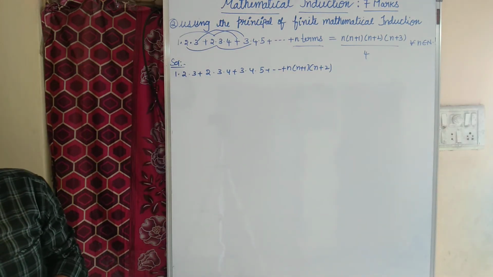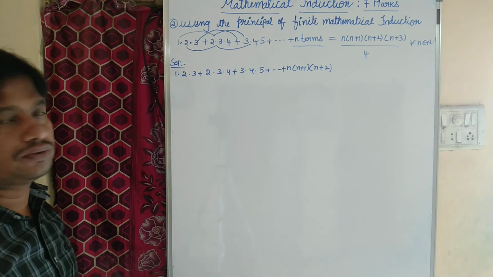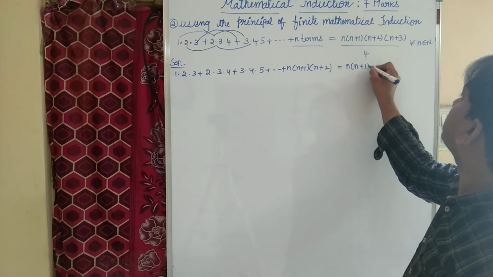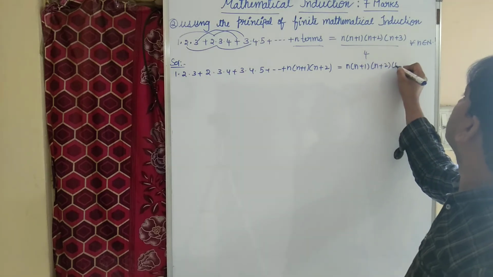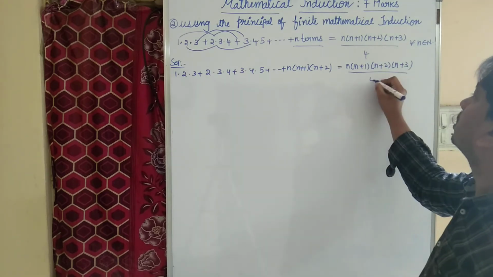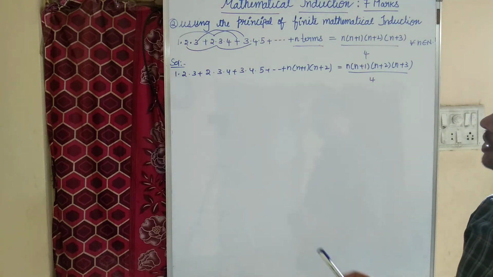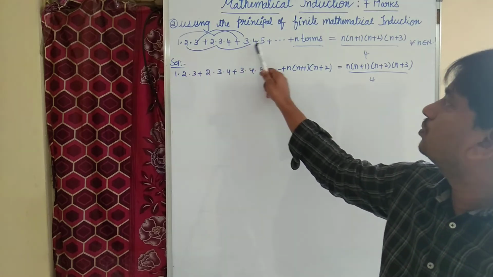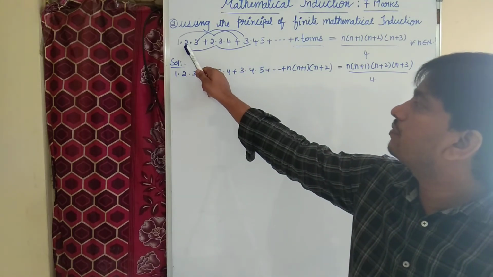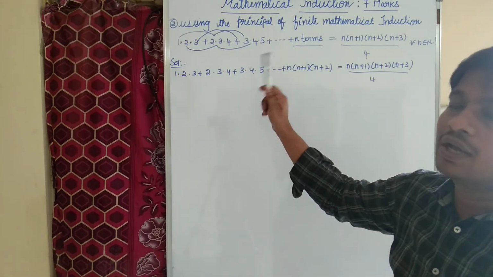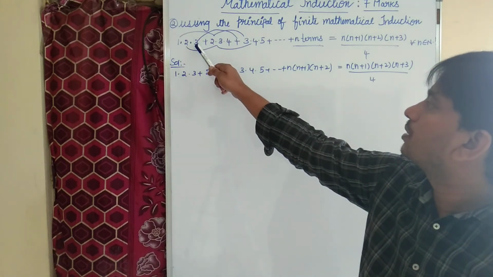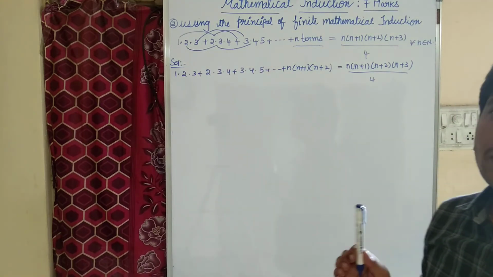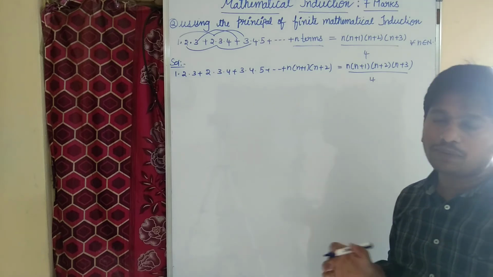What is our nth term? n into n plus 1 into n plus 2. So the sum is equal to n into n plus 1 into n plus 2 into n plus 3 by 4. So that is our step 1. Children, did you understand? Every time, the first term is 1, 2, 3, then the second one is 2, 3, 4, that is n plus 1. For the third term, if you substitute n equal to 1, 1 plus 2 gives 3. So our nth term is n into n plus 1 into n plus 2.